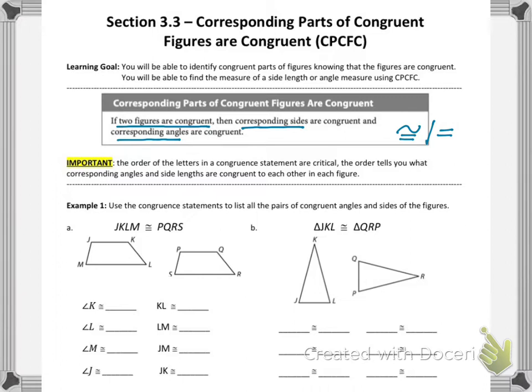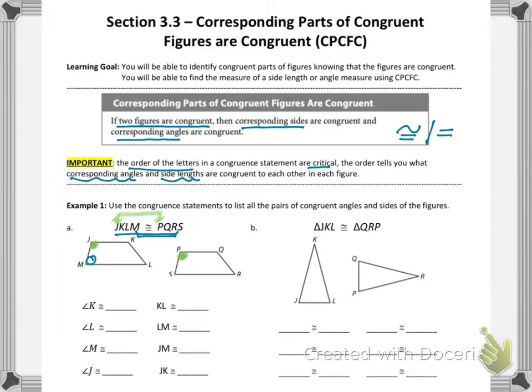Now, first of all, we're going to take a look at what's called a congruent statement. And it's really important to know that the order of the letters of a congruent statement are critical. They tell you the order in which the corresponding angles and side lengths match up in each figure. So for instance, this is a congruent statement right here, and I can tell by looking at the order of vertices that, for instance, angle J would go with angle P. So here's angle J, here's angle P over here. You know those go together by the order. So that would mean that, say, M would go with S. So here's M, it would go with S.